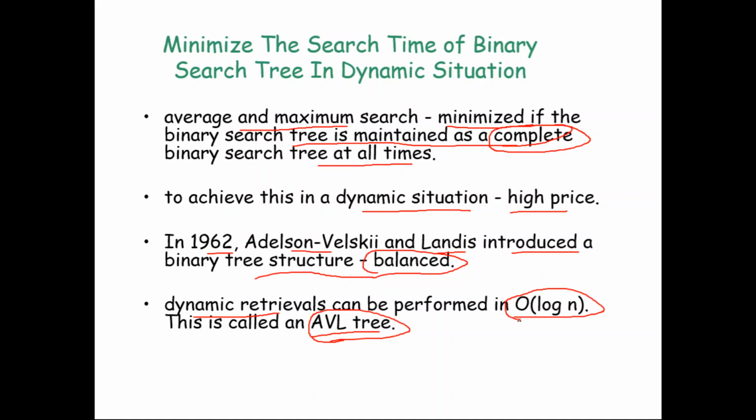That is, if a binary search tree is a balanced tree, then the number of operations required to search an element is order of log n. So in an AVL tree, to retrieve an item, the number of operations required is order of log n, because an AVL tree is a balanced binary search tree.